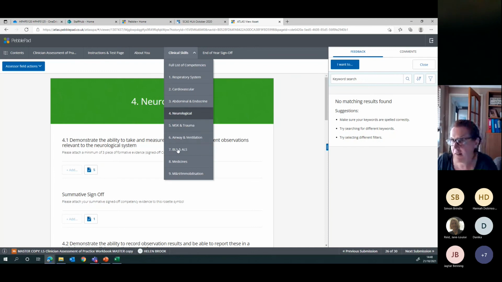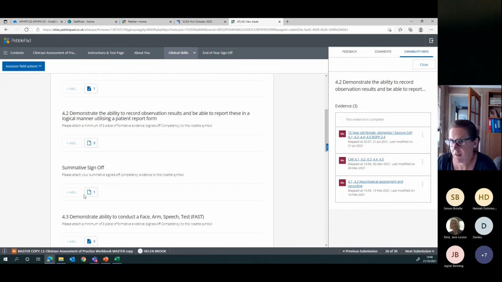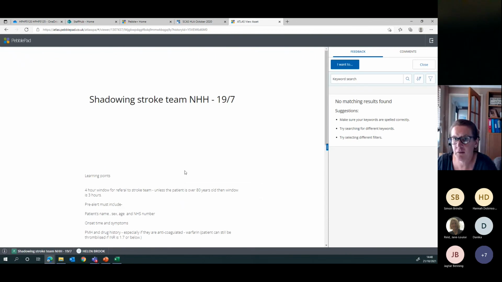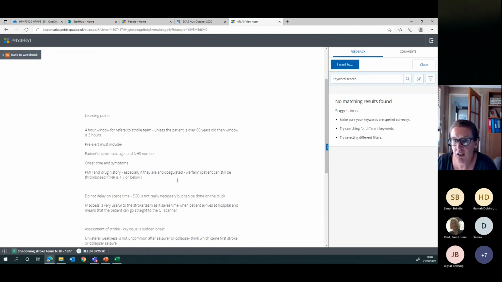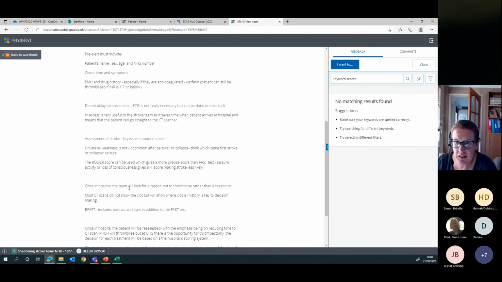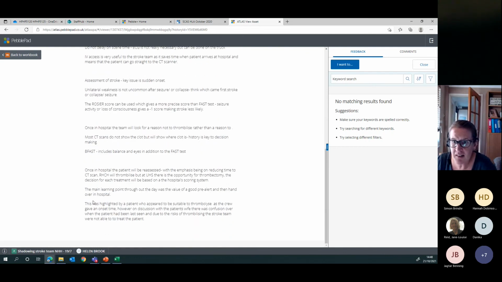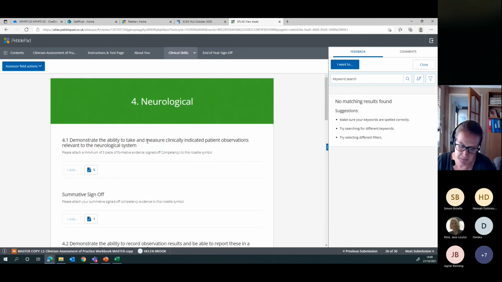This one here, again, she's done a write-up about shadowing the stroke team. So her learning points, what she's learned from doing that day, assessment, what she's learned that day. So she's gone into the Rosier scale here, what the hospital teams will do, and different learning points she gained from doing that day in the stroke unit. So that's another way of evidencing her competency.